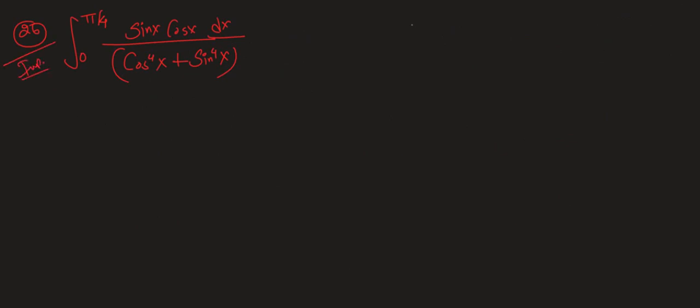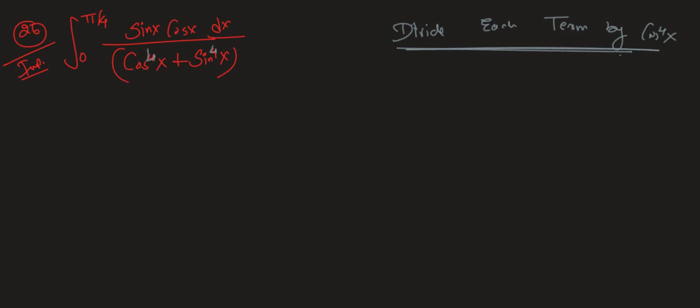ये question बहुत ही important and interesting है. There are 2-3 methods to solve it, but I will use trigonometric method to simplify it. There is one more algebraic method, but let's try trigonometry. Okay? So whenever we see power 4, usually divide each term by cos raised to power 4x will work. Mostly it will work. Okay? Let's try it. I will put the limits in the end.